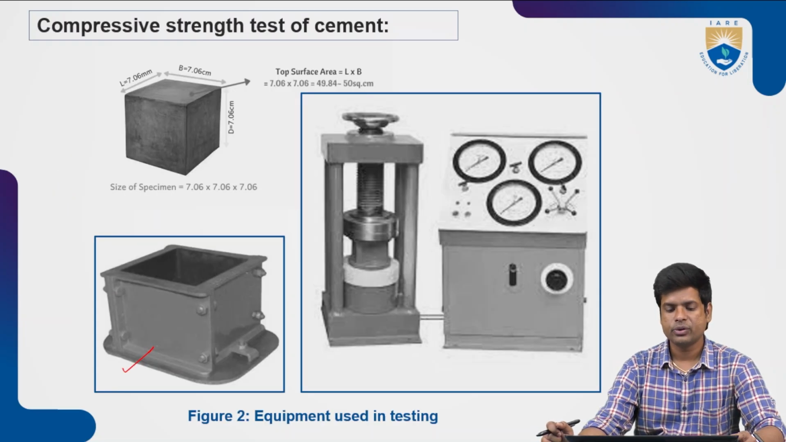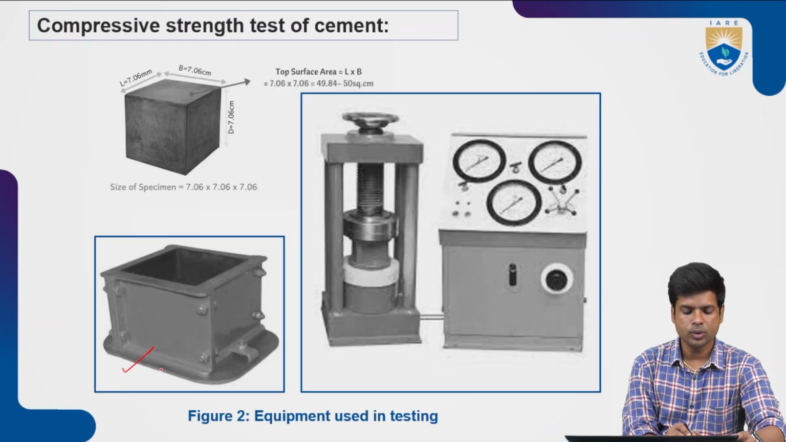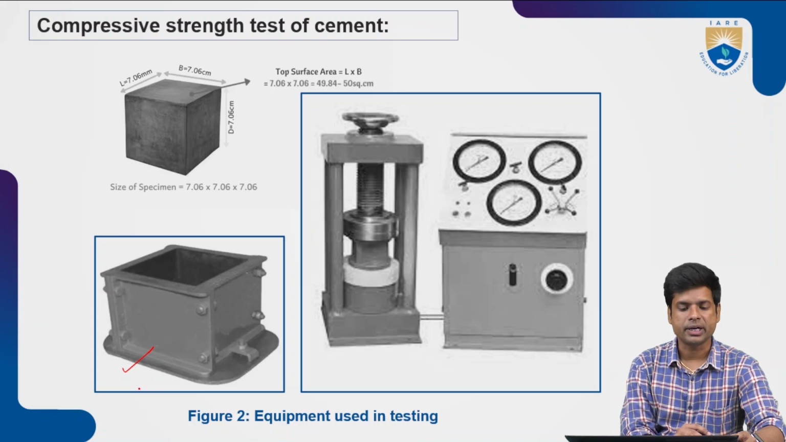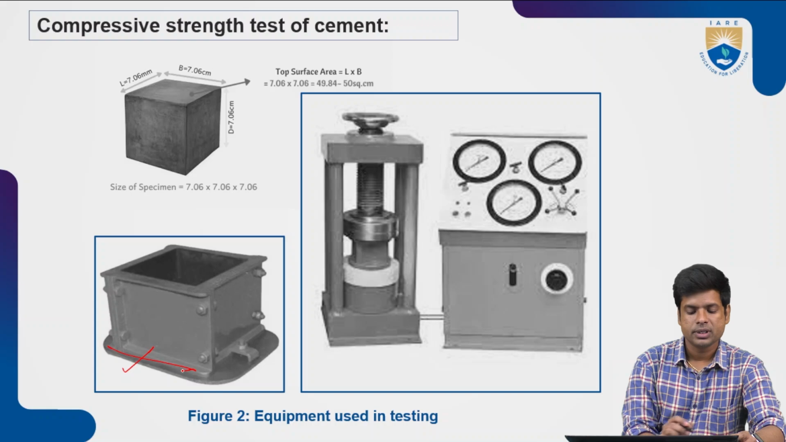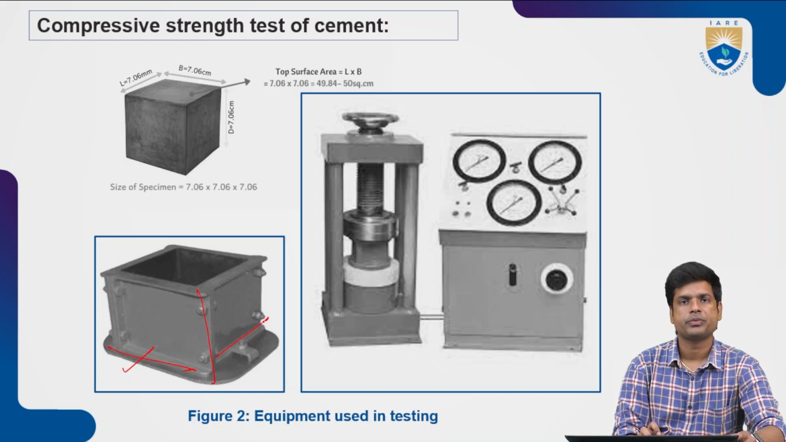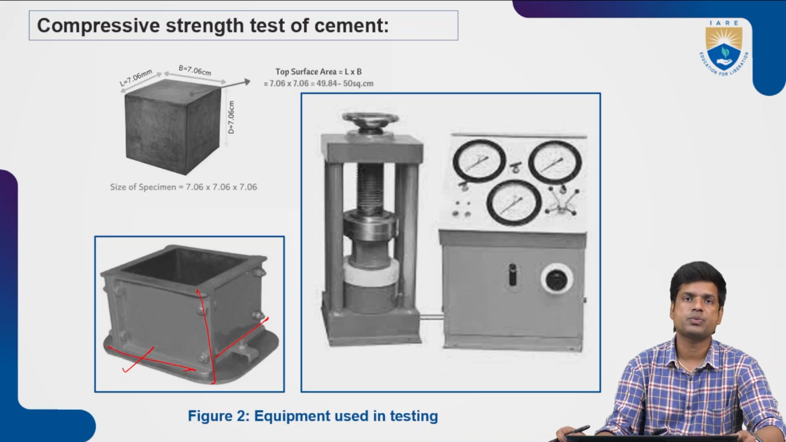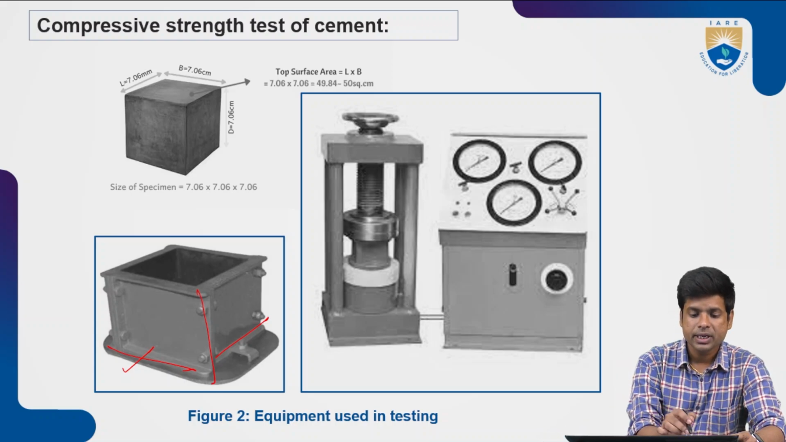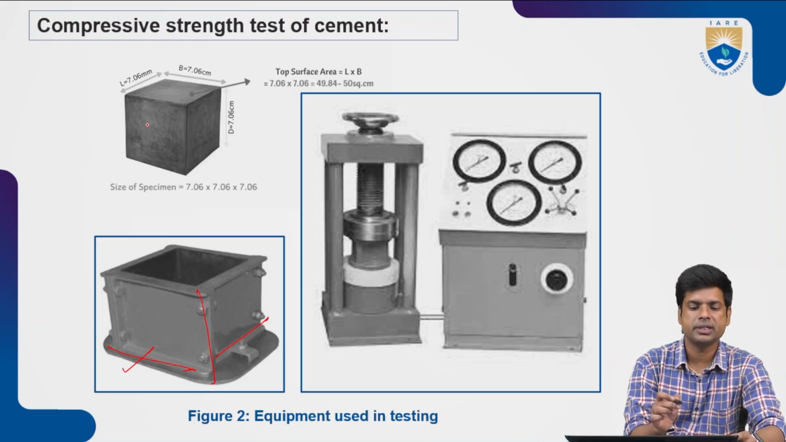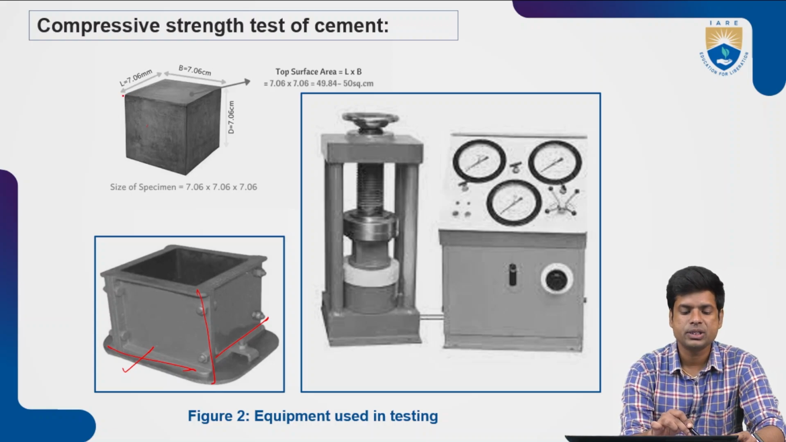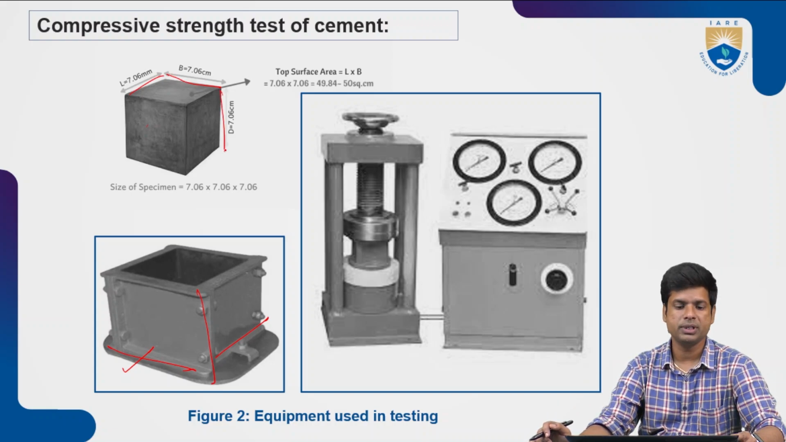Next, here you can see this is the cement cube mold, which has dimensions of 7.07 width, 7.07 height, and 7.07 length. These are the three dimensions we have. And here, this is the cement cube we are going to cast. It has dimensions of 7.06 by 7.06 by 7.06. The three dimensions will be the same.